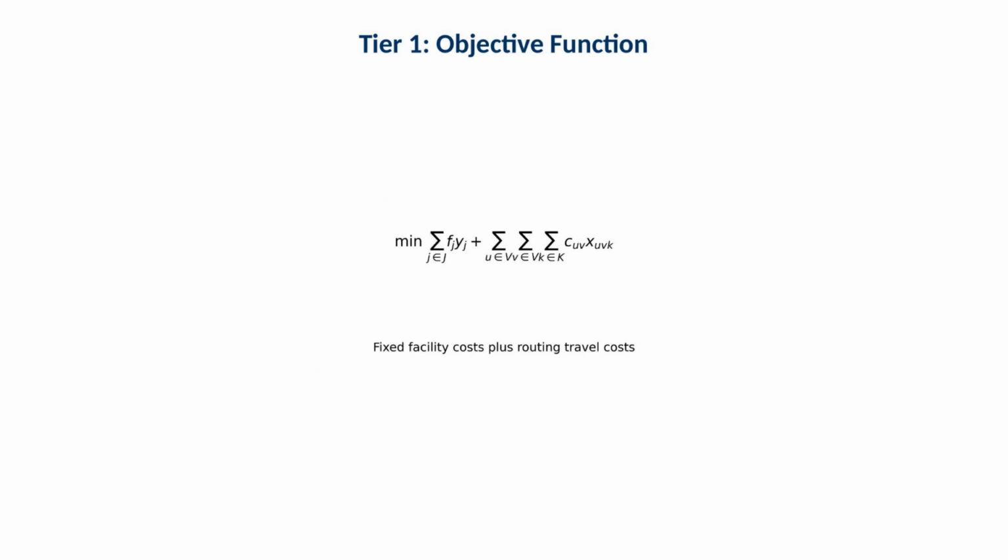The objective function minimizes total system cost. The first term sums fixed cost for every depot that is opened. The second term sums routing travel costs across all arcs and vehicles. This structure captures the fact that you pay once to open a facility, but you pay continuously for transportation over time.